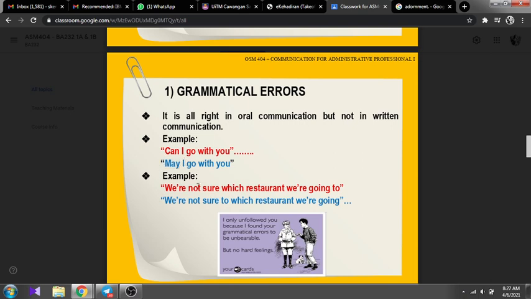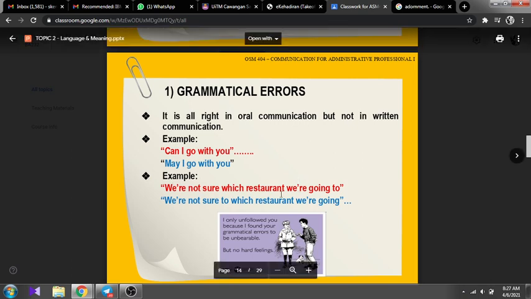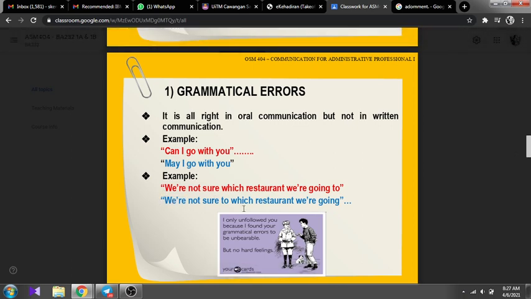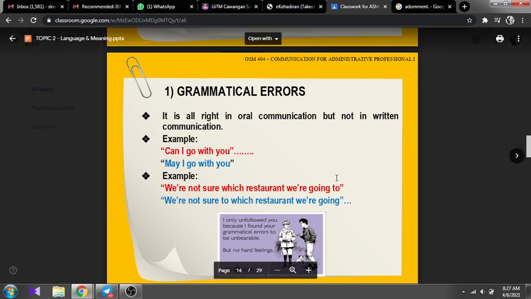May, okay. Example, we are not sure which restaurant we are going to. Okay, mostly this one is casual lah kan. And then, we are not sure to which restaurant we are going. This is like a statement. These are the things that you should write in official letters ke, official documents ke.